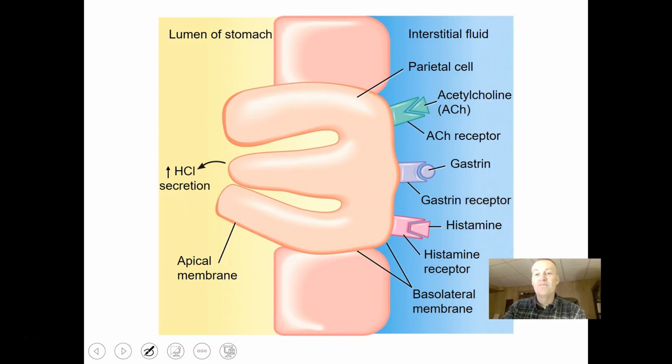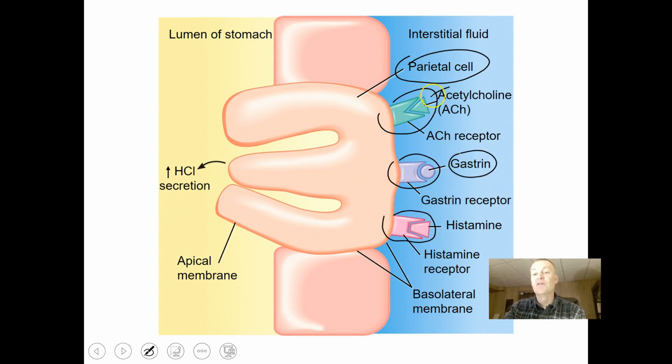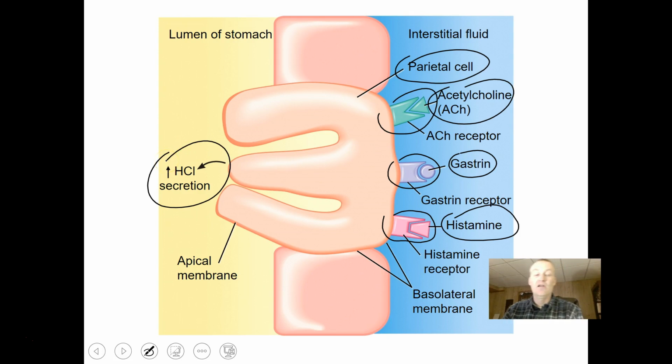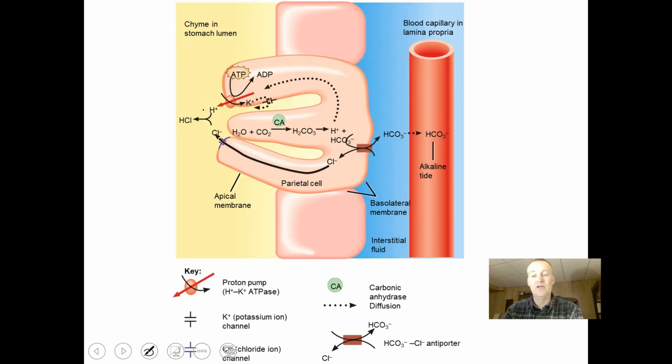So this is the parietal cell, and on the parietal cell there are receptors for the hormone gastrin, acetylcholine, and histamine. And if these things touch those receptors, you'll get hydrochloric acid production. This will be dumped into the lumen, or the space where food would be in the stomach.